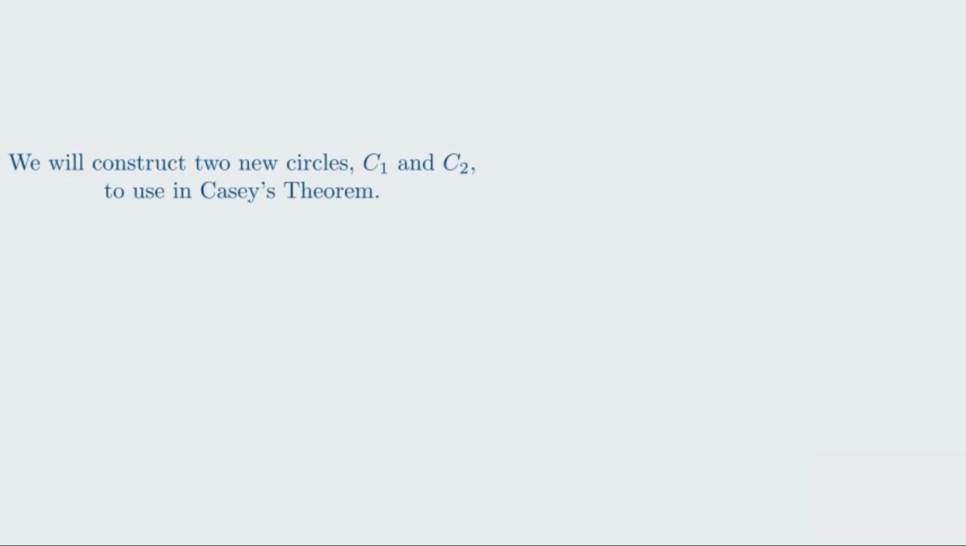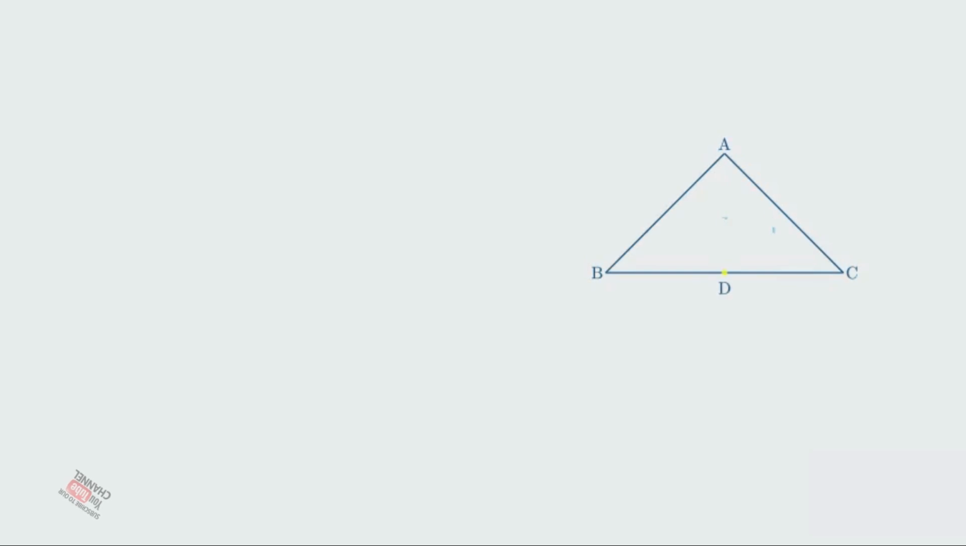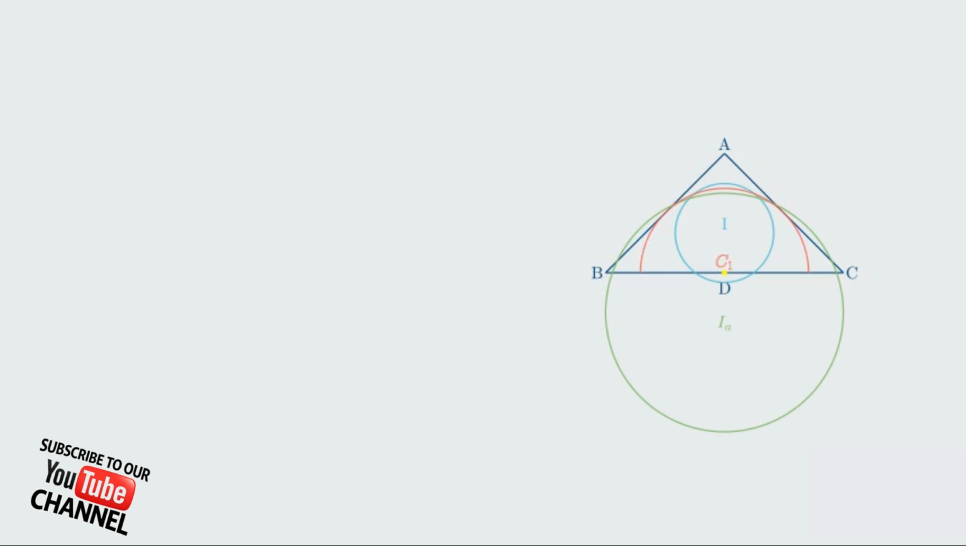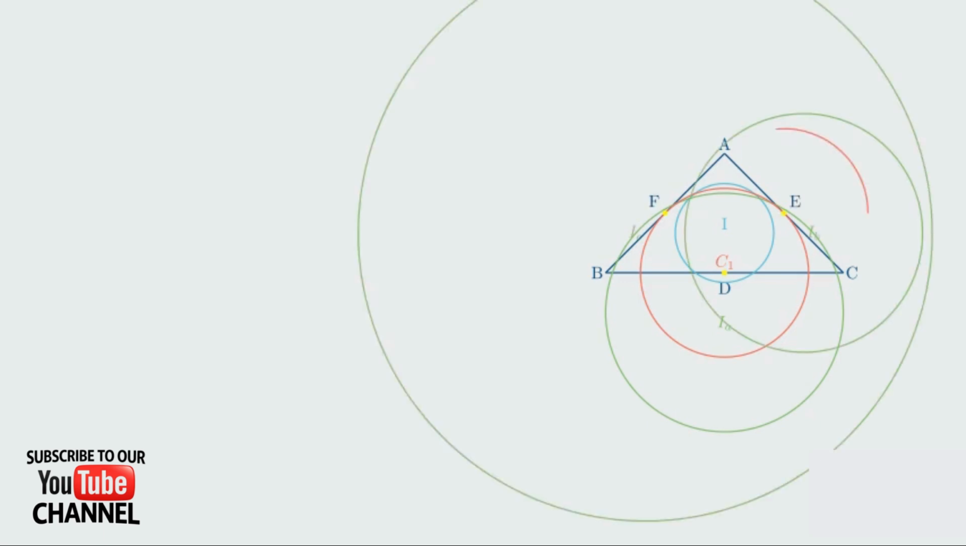This might seem like a diversion, but it's a crucial step. We are going to construct 2 new circles that will serve as our C1 and C2 in Casey's theorem. Let's focus on the side BC. We have the incircle I and the excircle I sub A, both tangent to BC. We can draw a circle, let's call it C1, with its center at the midpoint D, and with radius equal to the absolute difference between the distance from D to the point of tangency of I and the distance from D to the point of tangency of I sub A. This circle has a special property. It turns out that C1 is tangent to both the incircle I and the excircle I sub A.